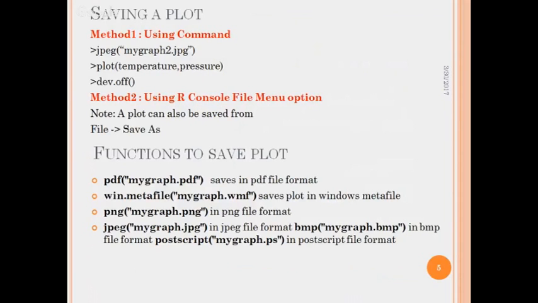There is a second method to save your plot, which is written at the end. You can opt for the particular file type that you want to save, like I want to save it using JPEG. For that purpose, there is a function in our language. You can just look at the last bullet displayed in this slide. JPEG within brackets, within double quotes, you write down the name of the file, let's say mygraph.jpg.